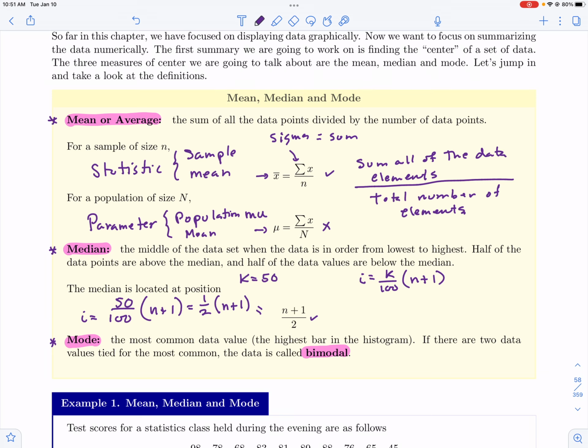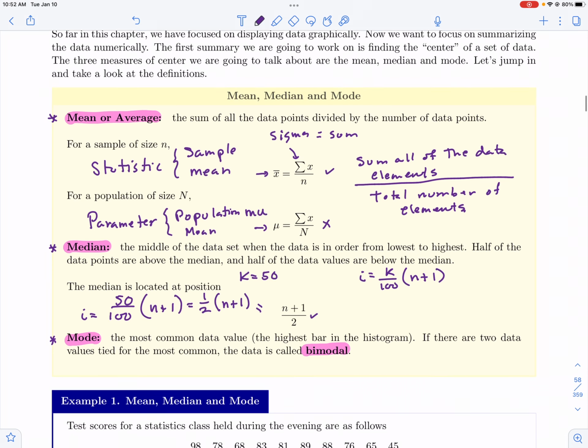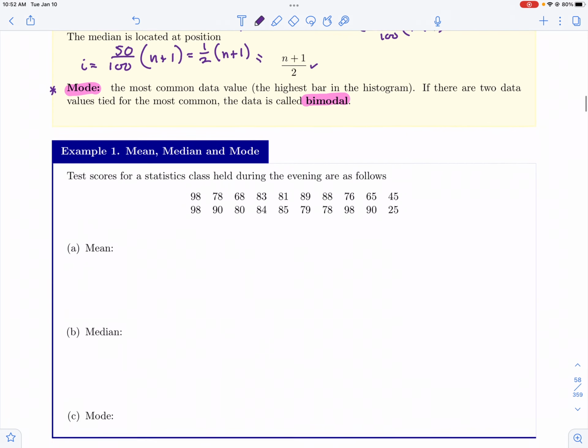And so the fact that you can have multiple right answers for the mode is another reason this really isn't going to be useful for us in terms of calculating the measure of center, which is what we're interested in. All right, so let's go ahead and dive in and talk about how to calculate these different guys.